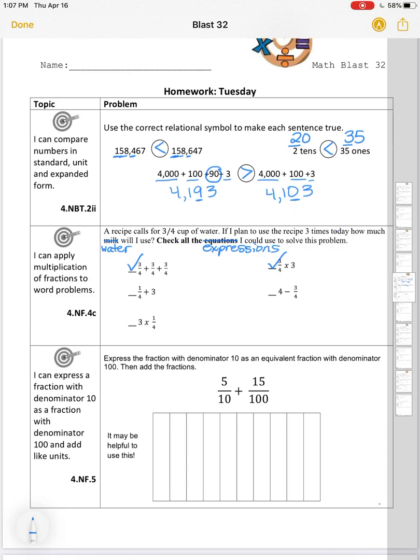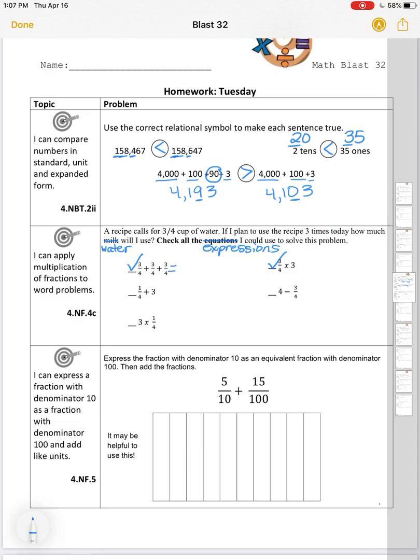1/4 plus 3 is not going to work. 4 minus 3/4 is not going to work. Neither of those are representing 3 groups of 3/4. And neither is 3 times 1/4. That's 3 groups of 1/4, not 3 groups of 3/4. So only the top 2 are going to work for this problem.